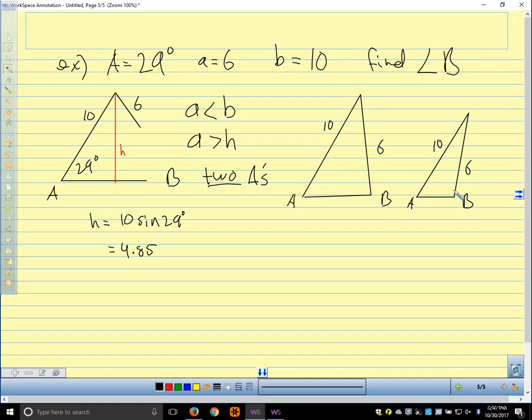If A is greater than B, do we even need to figure out the relationship with the height? No, if A is greater than B, then you can only get one triangle. I just try to emphasize calculating the height is a good thing.